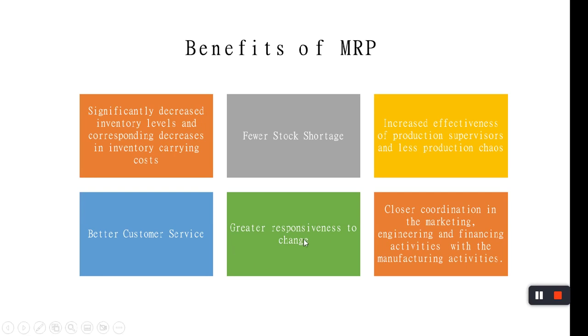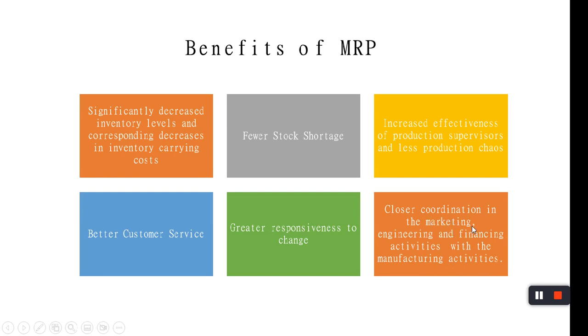And then greater responsiveness to change. If there are any changes in the number of materials being used to produce a product, or any changes in the pricing of the materials, it is immediately captured by the system. And then there is closer coordination of the marketing, engineering, and financing activities with the manufacturing activity.